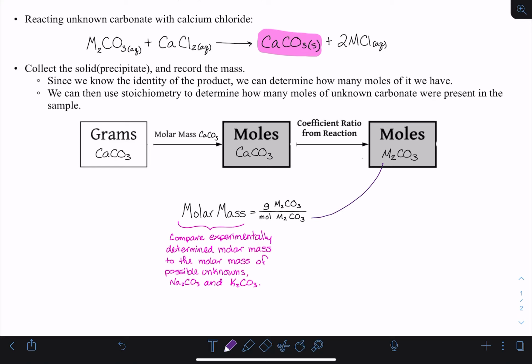And then once we've got those moles, that is going to go into our molar mass relationship. We recorded the mass of our sample at the beginning of the experiment, so we'll have that piece of data already for us once we've calculated moles. Grams divided by moles gets us the molar mass, and we can then simply compare our experimentally determined molar mass with the molar mass of our possible unknowns. Since we know that it's one of these 2 things, it's either sodium carbonate or potassium carbonate, we can calculate the molar masses of each of these to be able to compare our experimental molar mass to that and hopefully identify our unknown compound.